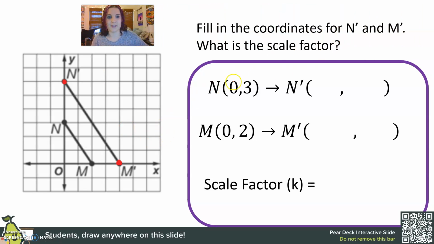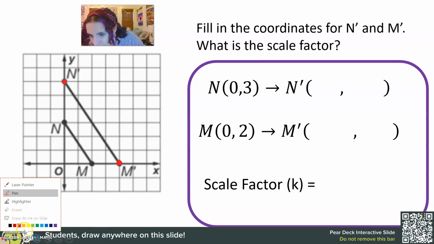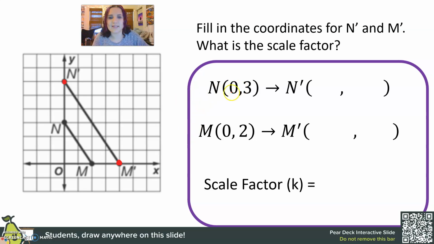So here is a quick finding the scale factor example. We're going to fill in the coordinates for n prime and m prime. So n is 0, 3. N prime is 0, 6. M is 0, 2, and m prime is 0, 4.